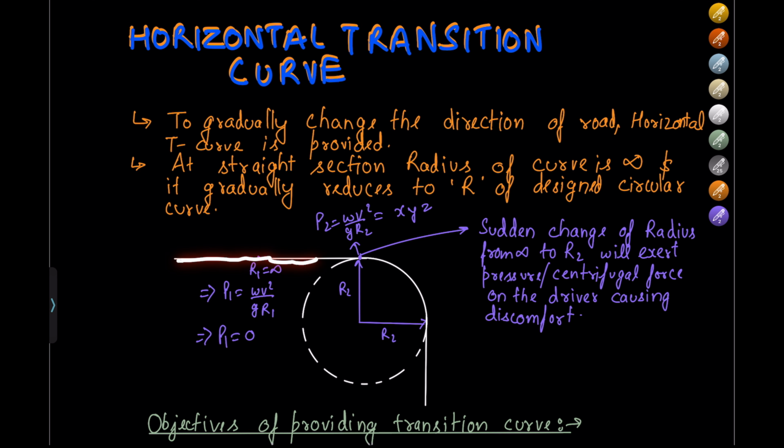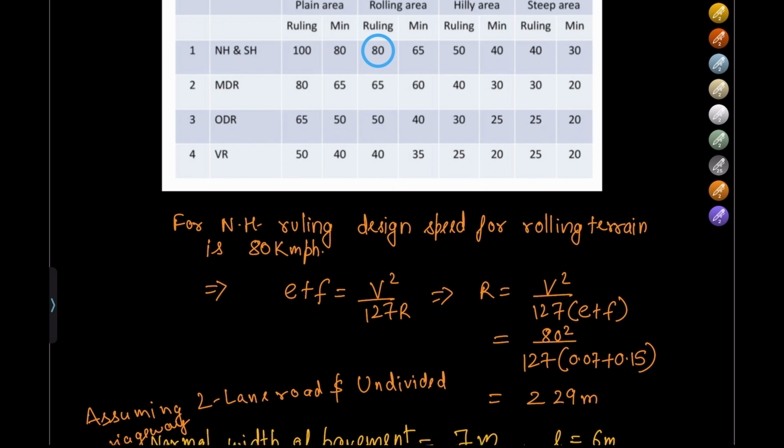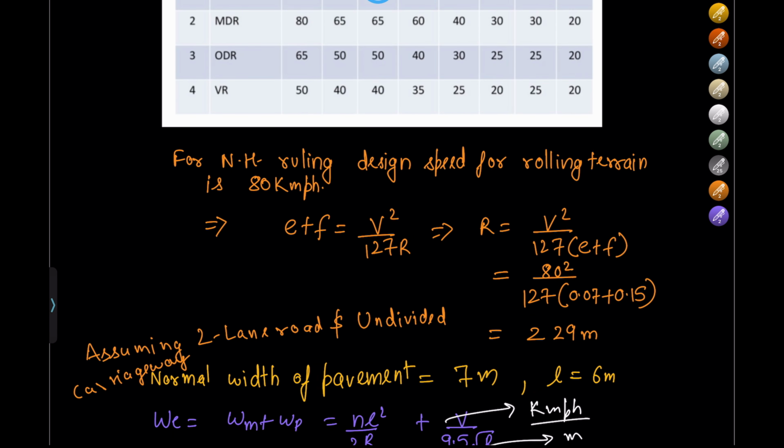Vehicle is moving on this straight road, and if a transition curve is not provided in between, from the start of the curve to some distance, there would be a sudden change of radius from infinity to R2, which will exert pressure or centrifugal force on the driver, which will cause discomfort to the driver. To avoid this, we provide a transition curve to gradually introduce the radius, a finite amount of radius. So at a straight section, the radius of curve is infinity, and it gradually reduces to the value of R of the designed circular curve. As we have designed in the previous question, here we have found the radius of curve as 229 meters.